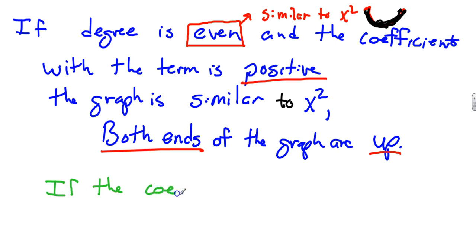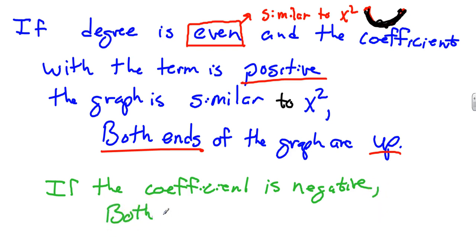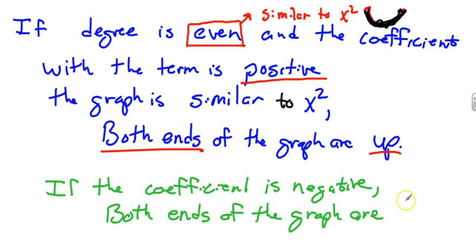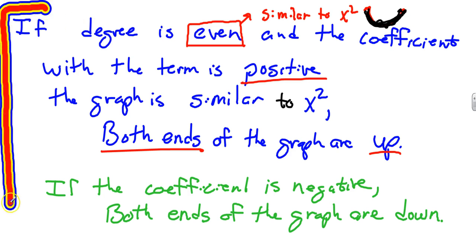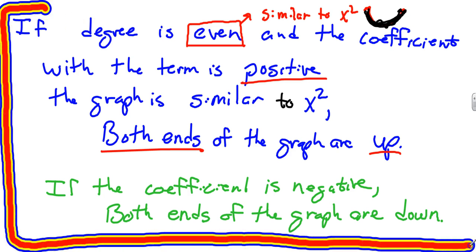If the coefficient is negative, then we'll say that both ends of the graph are down. Okay, so you can put a great big box around that one. The degree is still even. We'll put a big box around that one.